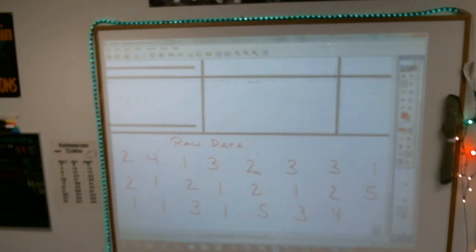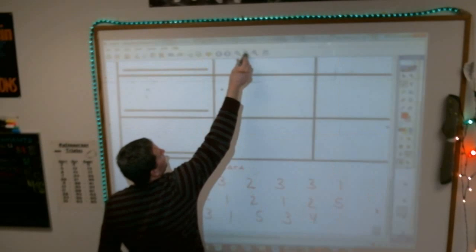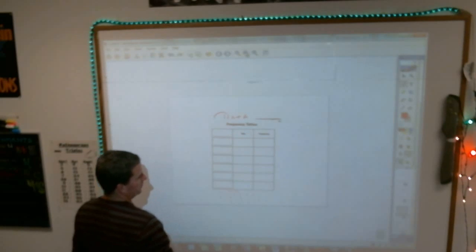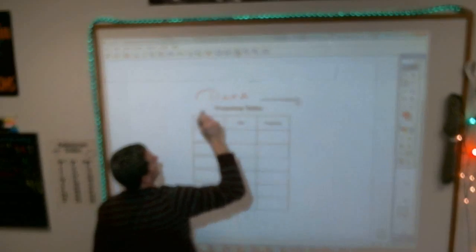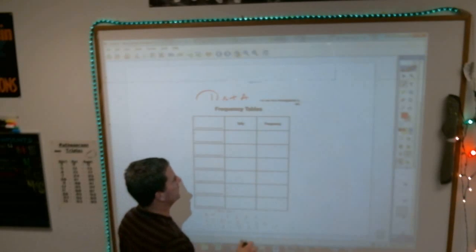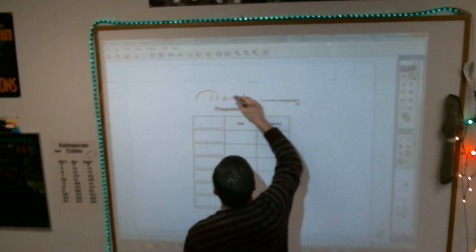You can look at it and go, oh, I see a couple 3s, a couple 1s, they're all kind of scattered about there. Data is only as good as your organization of it, and that's what we're going to do here. We're going to take your raw data, and don't worry, it's not going to go away, it'll just get a lot smaller. We are going to put it in what we call a frequency table.